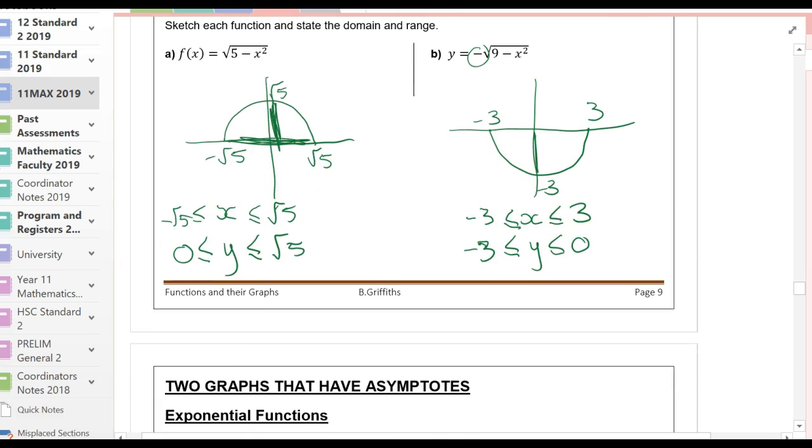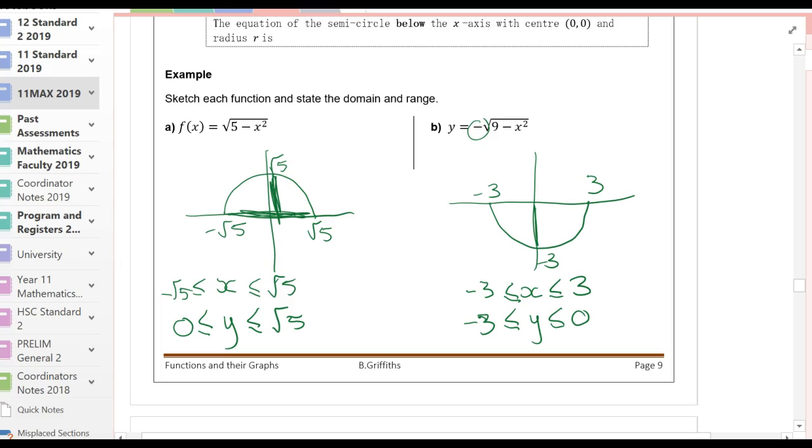Remember at the start I told you domain and range would be much easier if you had the graph, and to read it off there is so much easier than looking at that. So if you get a domain and range question, think, can I graph it first?